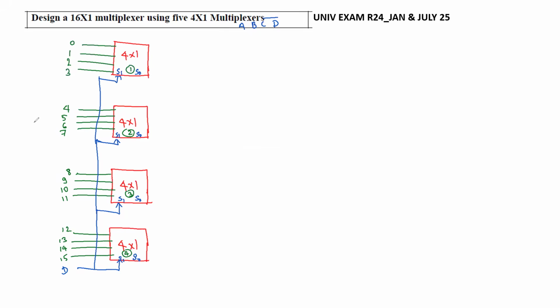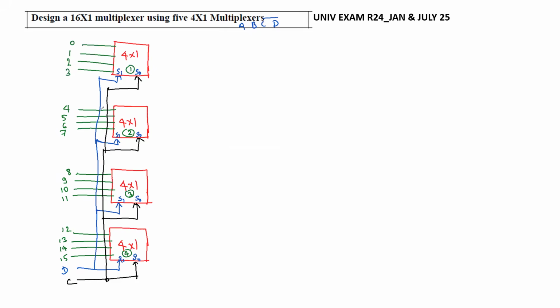Next, we have another selection line, that is C. Again, the same selection line. This is connected to S0. This one is connected again to S0. This is again connected to S0. So the same C and D are connected to the primary stage selection lines.